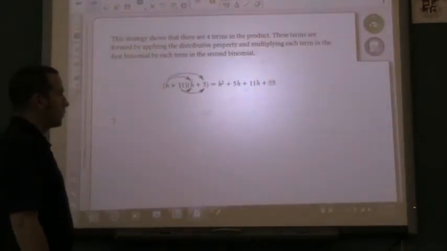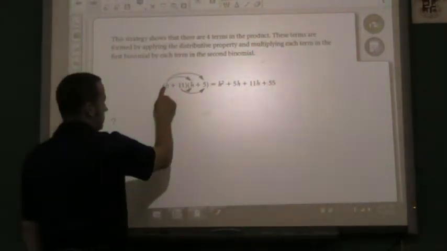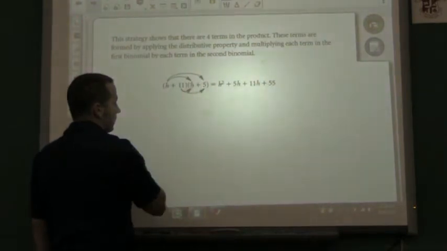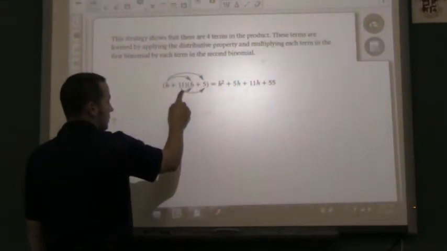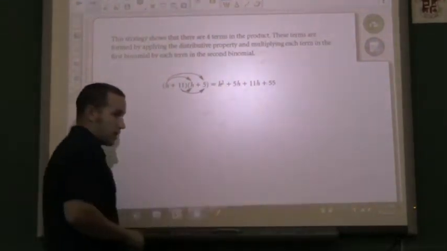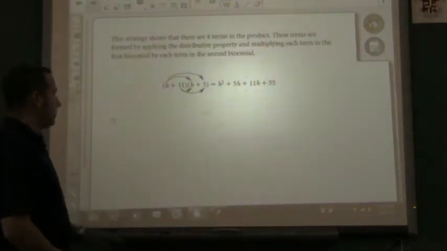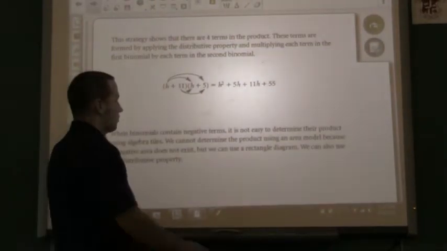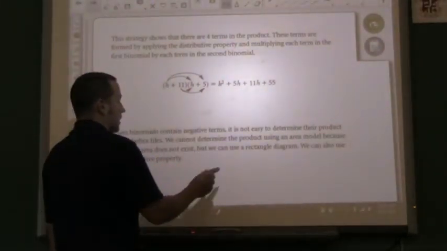And so there's a summary of everything we've done. We've taken the first term here, multiplied it by everything in the second bracket. Then we've taken the second term and multiplied it by everything in the second bracket. And you get the same answer. So you still have to finish this the same as before.